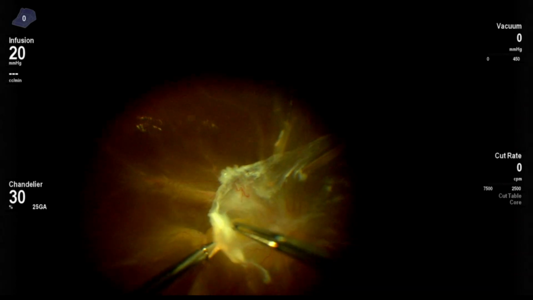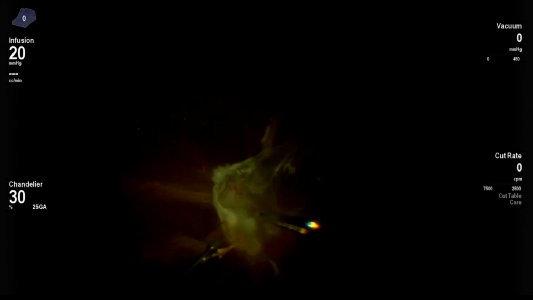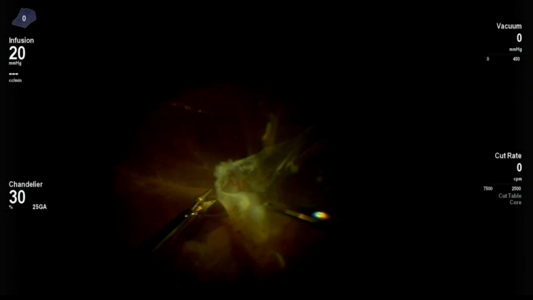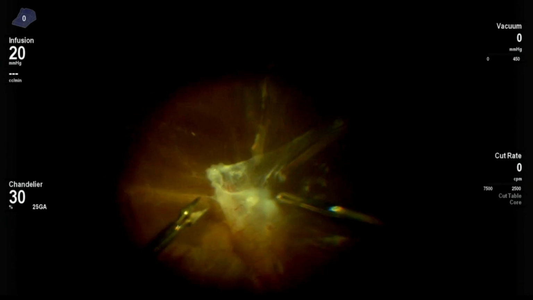Here the retina is mobile, so the use of the vitreous cutter is a bit limited, and the use of the scissors in combination with the forceps is used more.